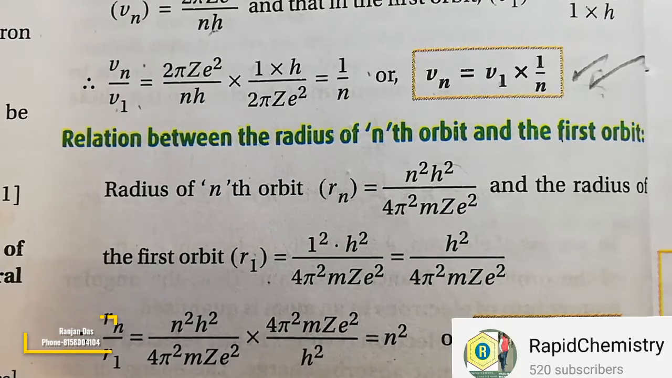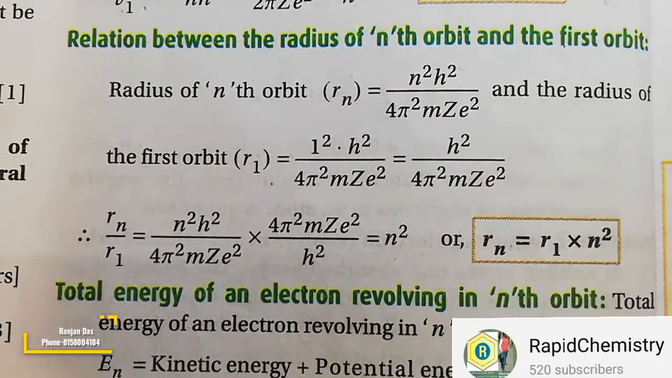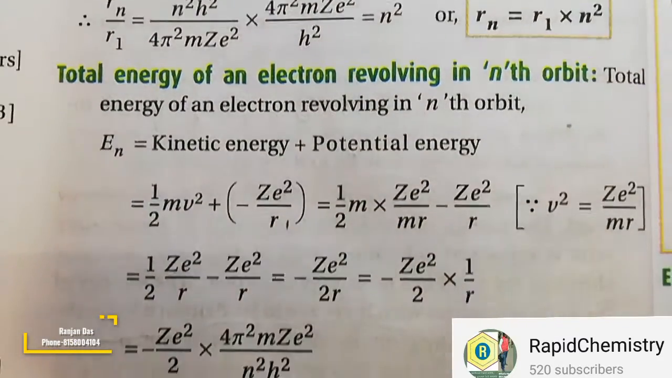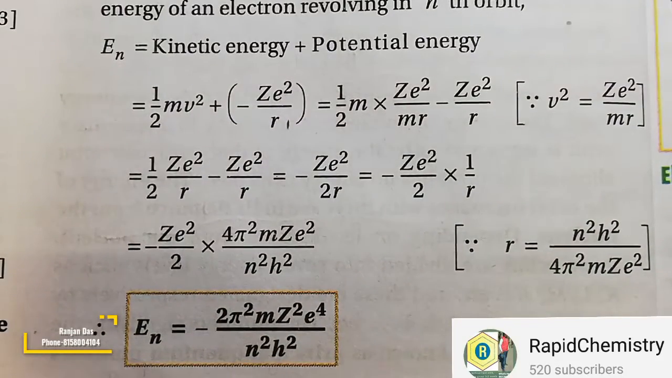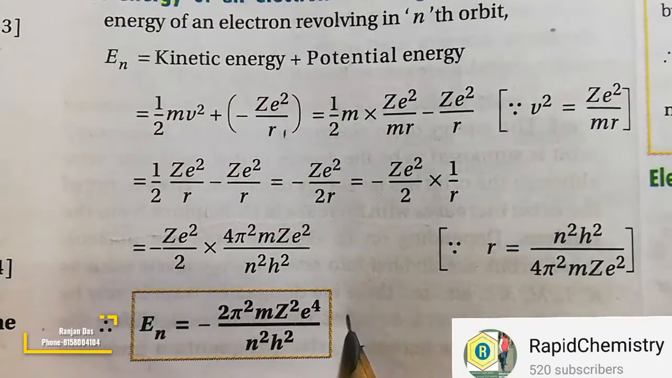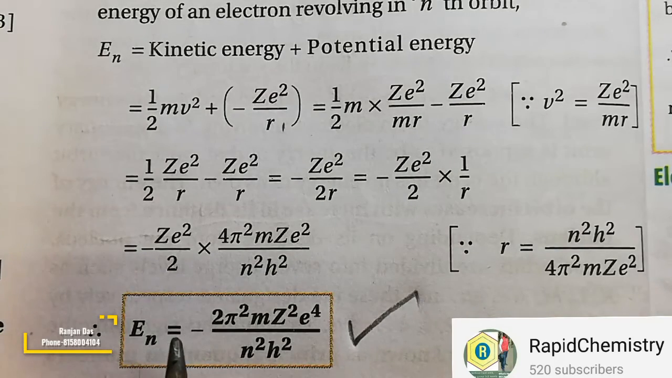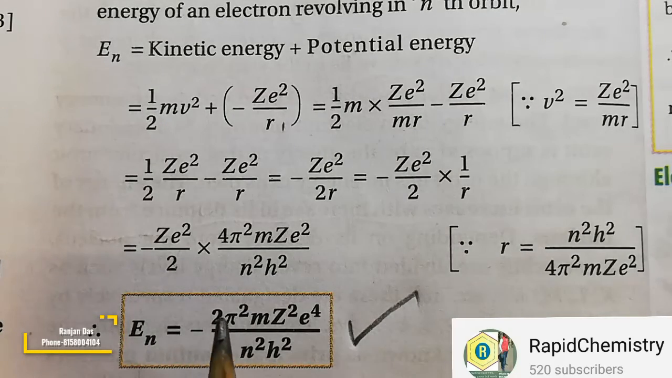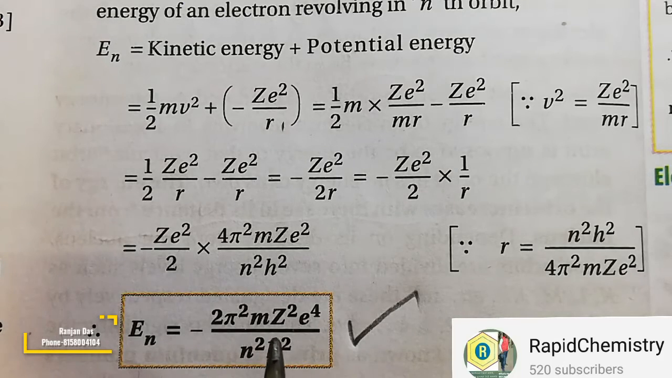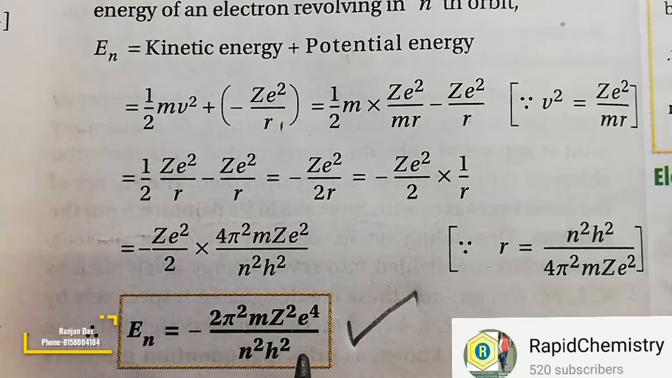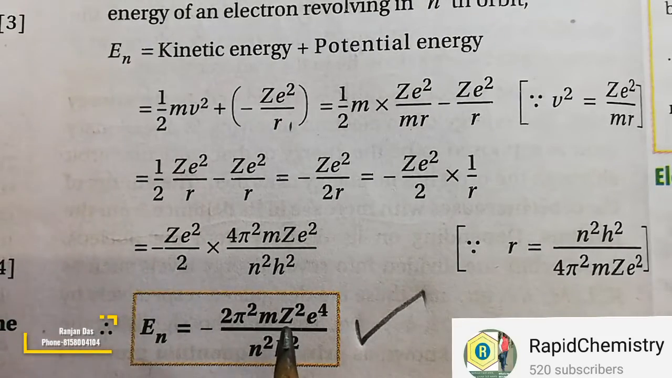And the total energy of the electron in the nth orbit is given in the box, and you all have to remember that. The electron in the nth orbit has that amount of energy: minus 2 pi square z square m e square e to the power 4 by n square h square. That is the expression for the energy of the electron in the nth orbit.